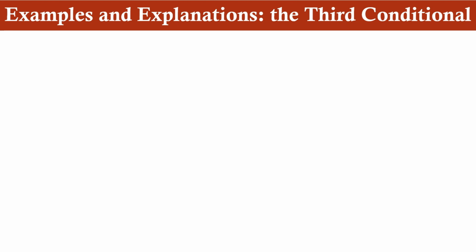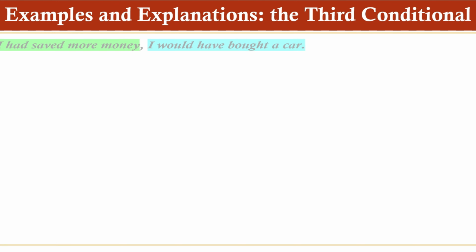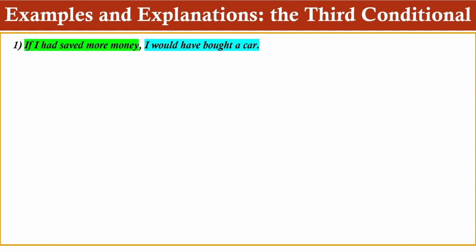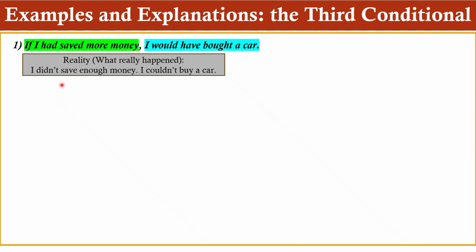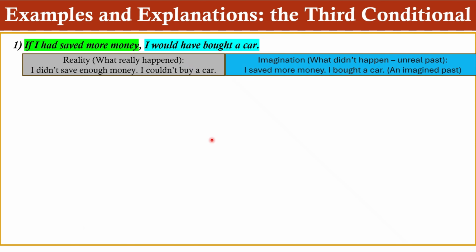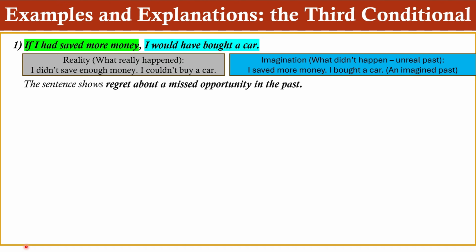Now let's look at some examples to understand how the third conditional works in real situations. If I had saved more money, I would have bought a car. This sentence talks about something that didn't happen, an unreal or imagined past. In reality, I didn't save enough money, so I couldn't buy a car. But in imagination, I'm thinking about a different past, one where I saved more money and bought the car. This sentence shows regret about something I didn't do, a missed opportunity in the past.